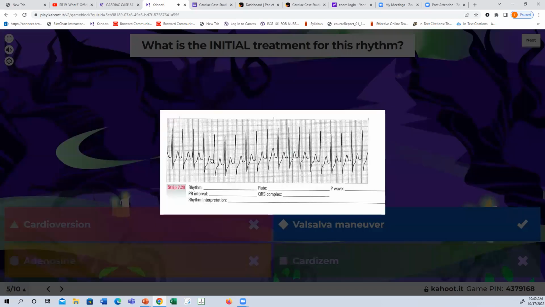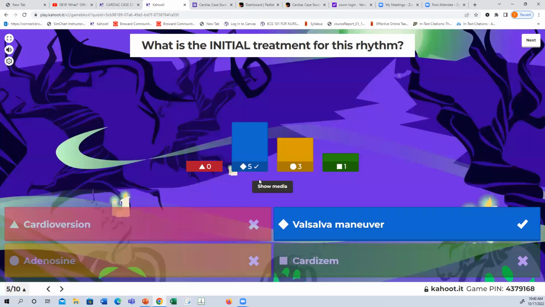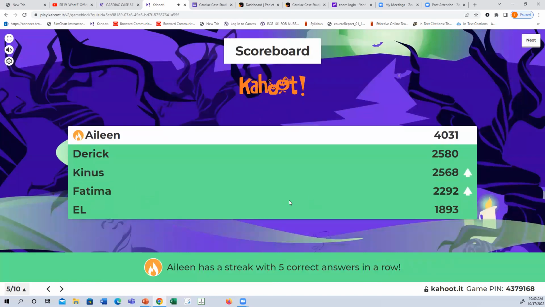Okay, so we have here a fast rhythm. It's more than 160, so we know that this is SVT. And SVT is going to be treated by non-invasive manners first. So that includes Valsalva maneuver. All the rest over here, like cardioversion, adenosine, and cardizem, are interventions that might follow. But the first one should always be non-invasive, and that includes Valsalva maneuver. Eileen, Derek, Kinos, Fatima, and EL, congratulations.